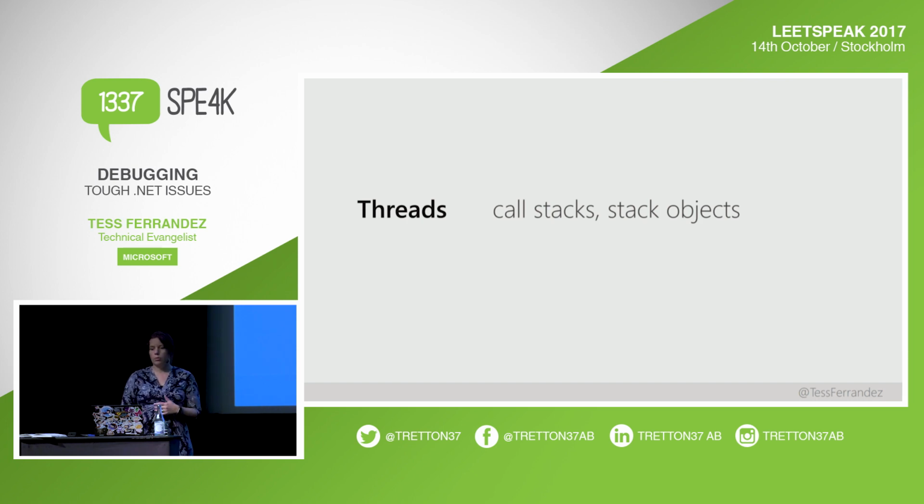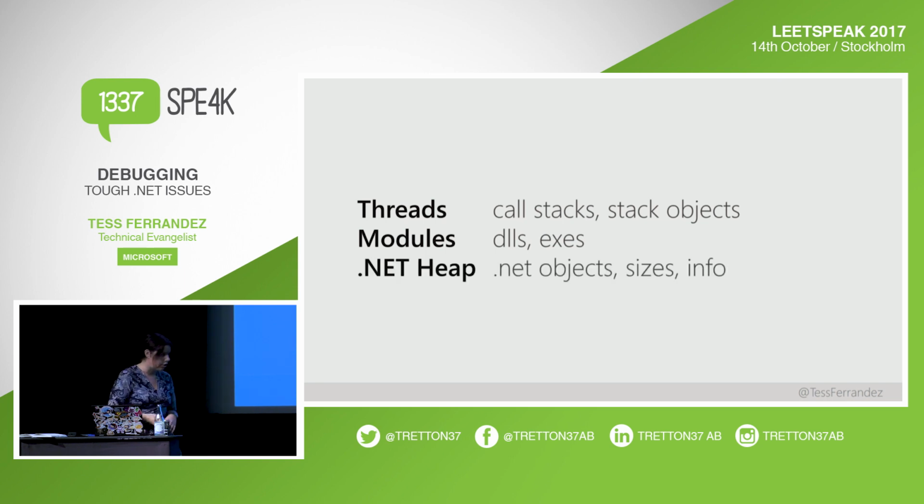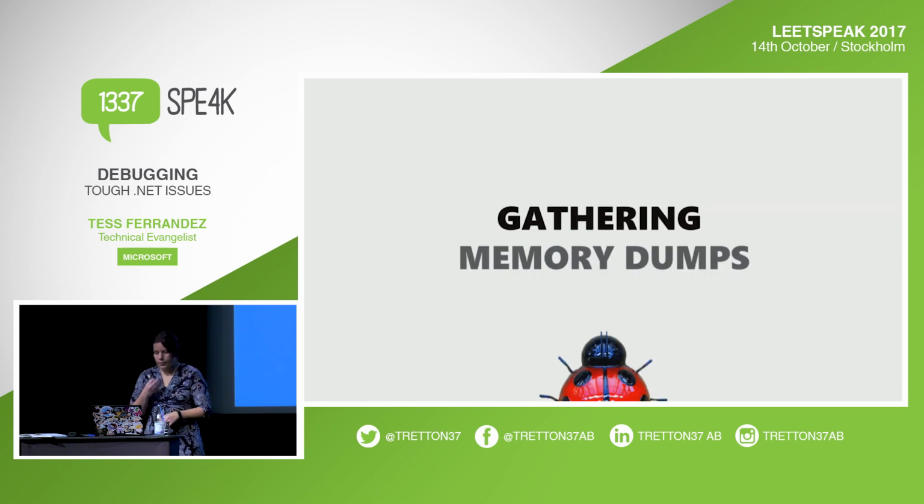We can see the objects on the threads. We can see the modules like the DLLs and EXEs and information about them. And we can also see in the .NET heap all the objects, and how big they are. When I say how big they are, I mean including all the objects that they hold on to. And just dump them out. So that is when you have a memory dump.